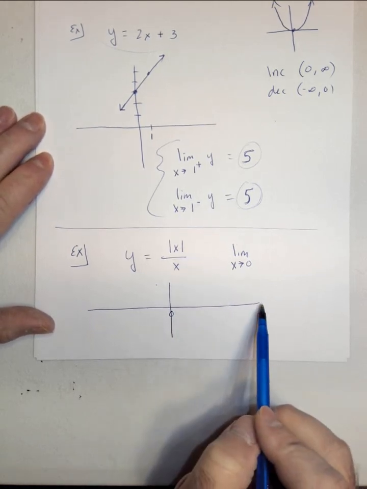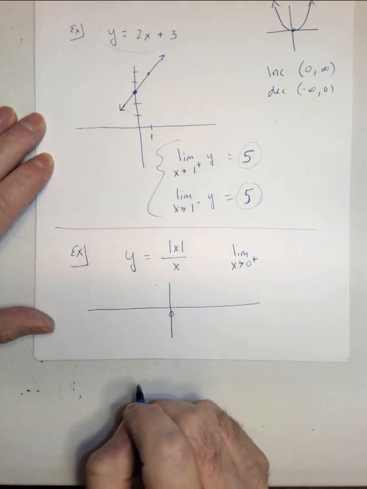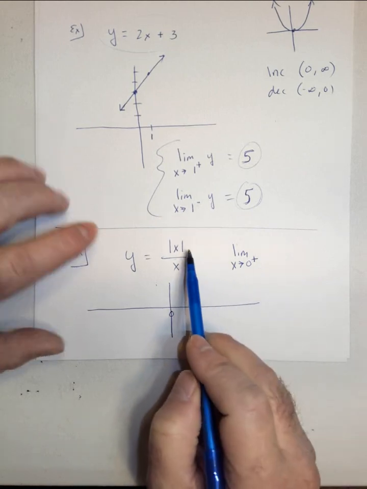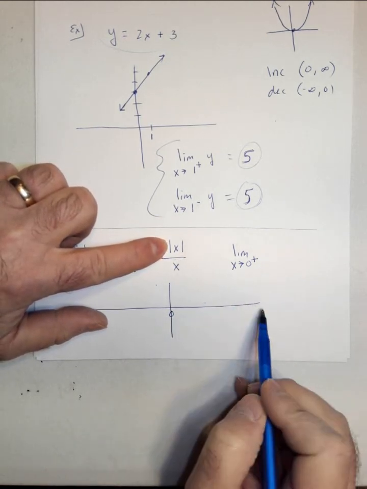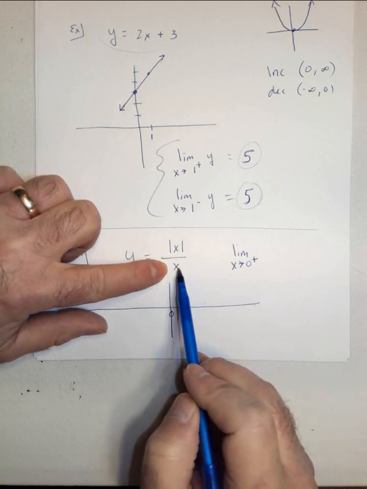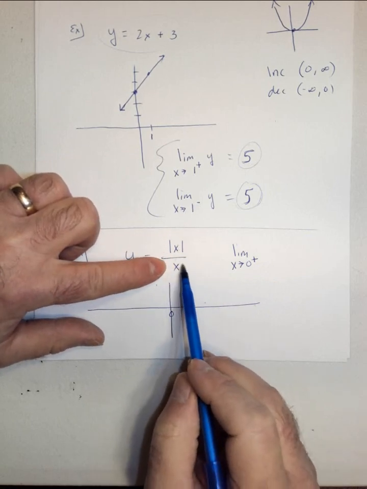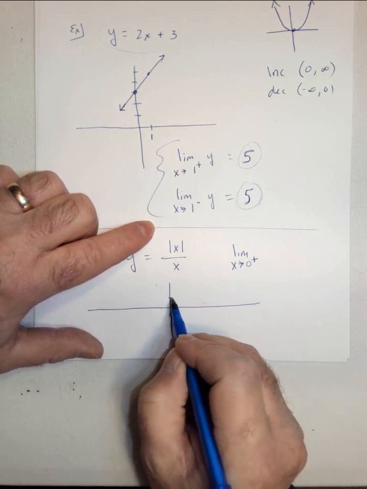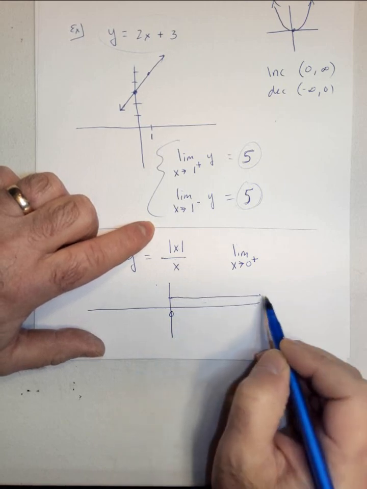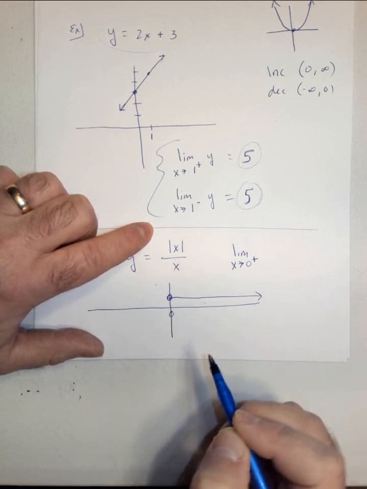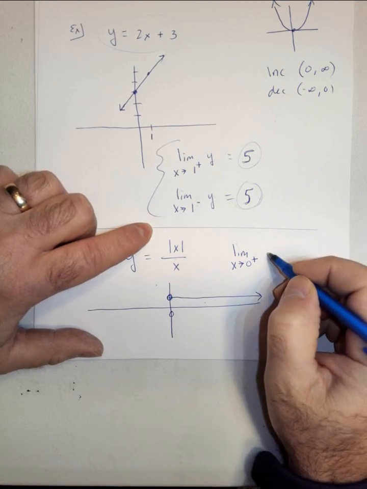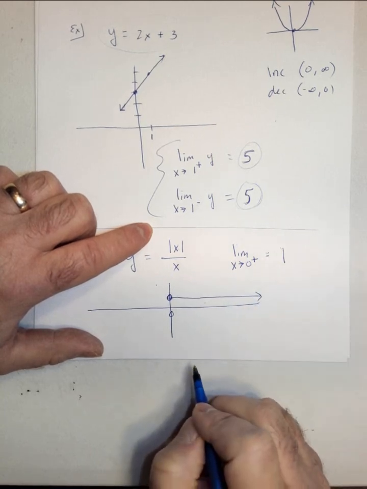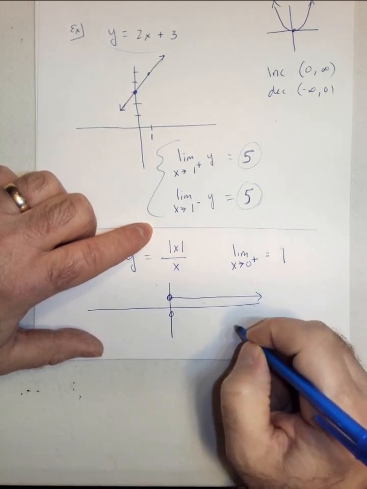But as I approach 0 from the right-hand side, what's happening? Well, this is the positive side of the x-axis, so these are all positive over positive, like 2 over 2, 3 over 3, and they all reduce to 1. So it would be that particular type of graph with the hole there, right? So this would be 1.